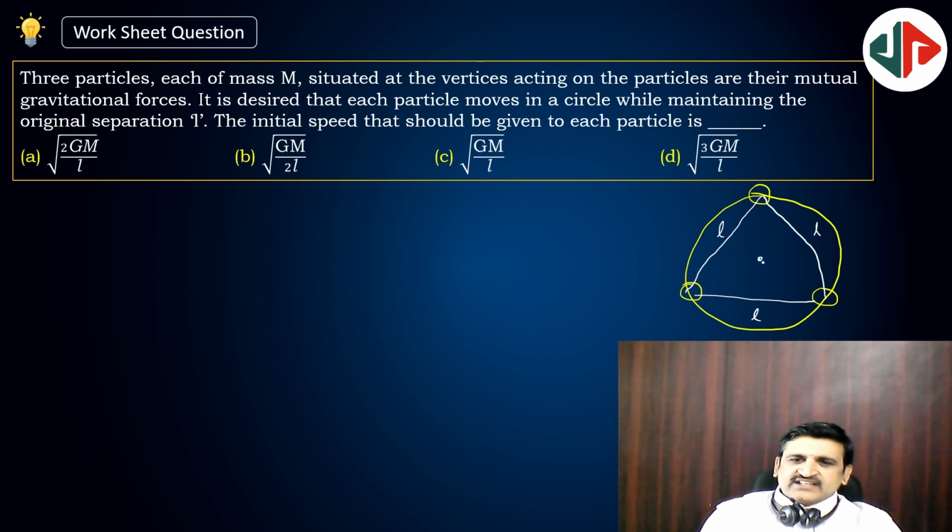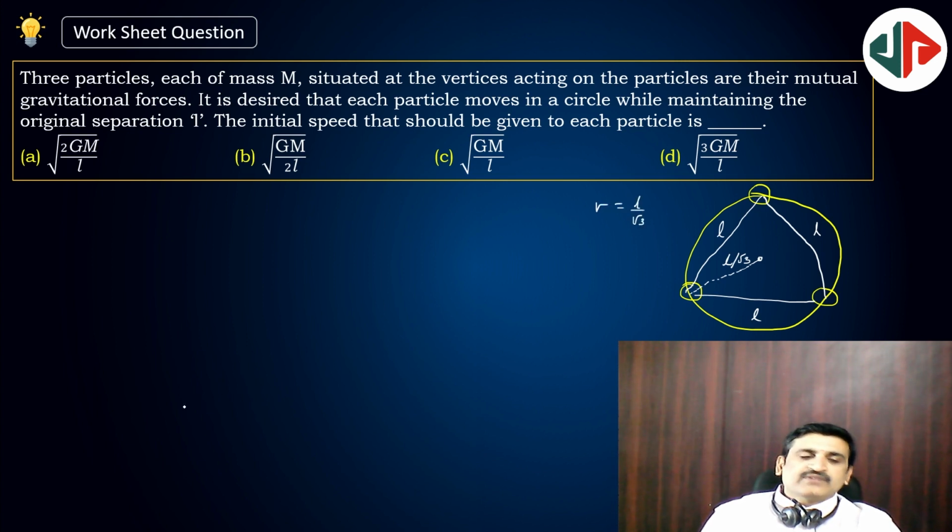See, actually the circle radius we have to find out. That is centroid to vertex. Centroid to vertex is A by root 3, that means L by root 3. L by root 3 is the radius. R is equal to L by root 3.